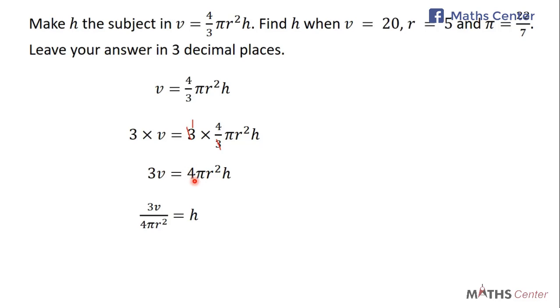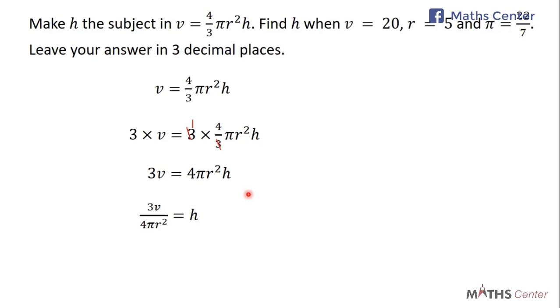When you divide the right hand side here by 4 pi and r squared, it's going to cancel this, so you have h. You divide the left hand side by 4 pi and r squared, you are going to get 3v over 4 pi r squared. So you've changed the subject of the equation from v to h. So h is equal to 3v over 4 pi r squared.